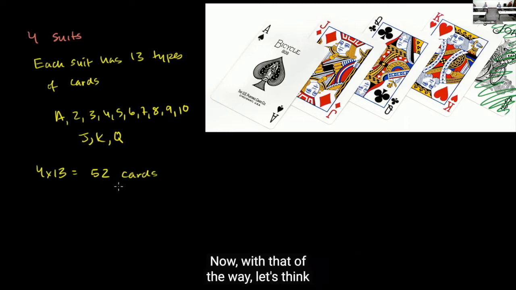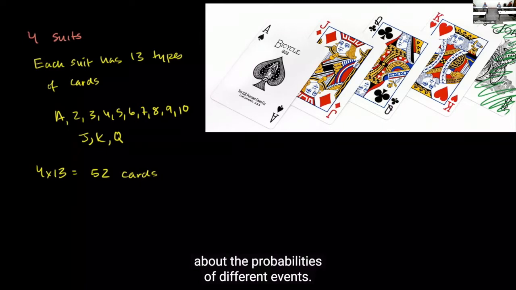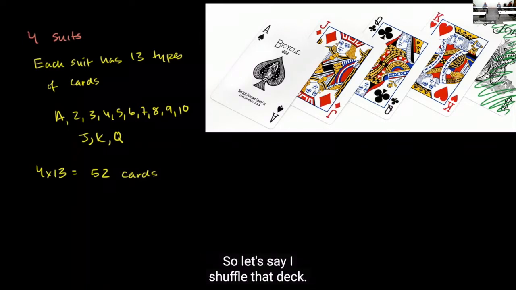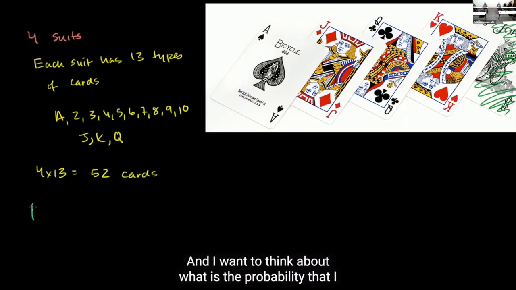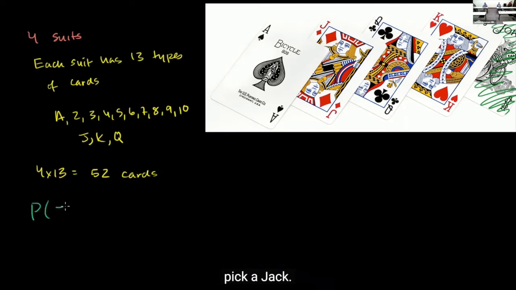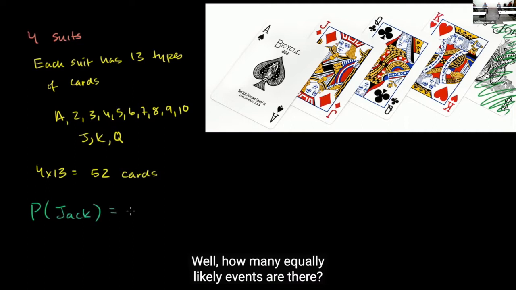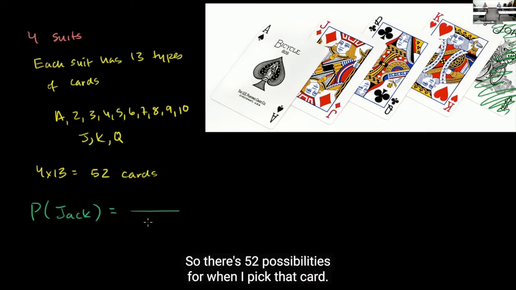Now, with that out of the way, let's think about the probabilities of different events. So let's say I shuffle that deck. I shuffle it really, really well, and then I randomly pick a card from that deck. What is the probability that I pick a jack? Well, how many equally likely events are there? I could pick any one of those 52 cards. So there's 52 possibilities when I pick that card.